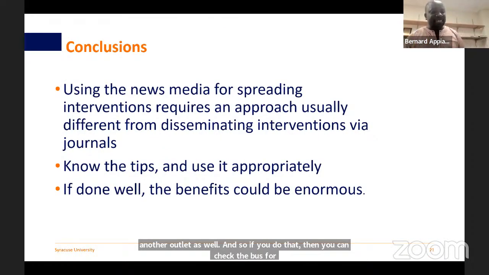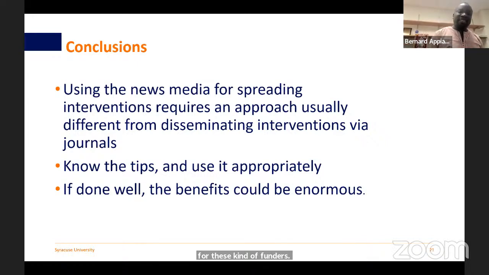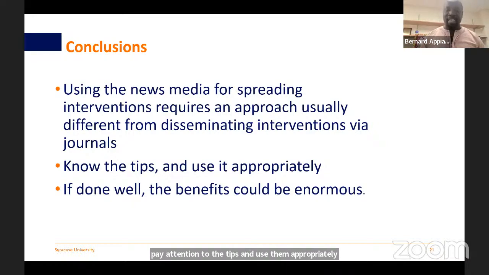So in general, using the mass media for spreading interventions requires an approach which is different from that for journals. Now, if you pay attention to the tips and use them appropriately, you are likely to reap the benefits.